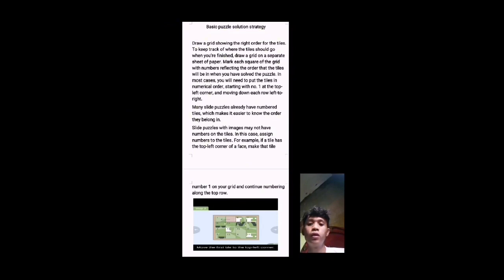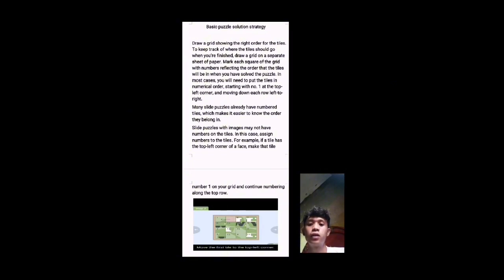Slide puzzles with an image may not have numbers on the tiles. In this case, assign numbers to the tiles. For example, if a tile has the top left corner of a face, make that tile number 1 on your grid and continue numbering along the top row.